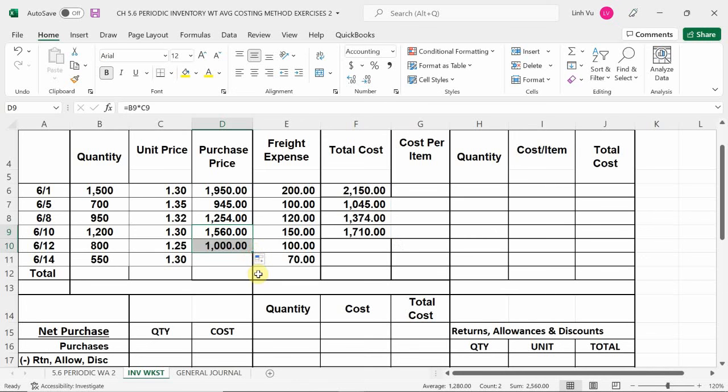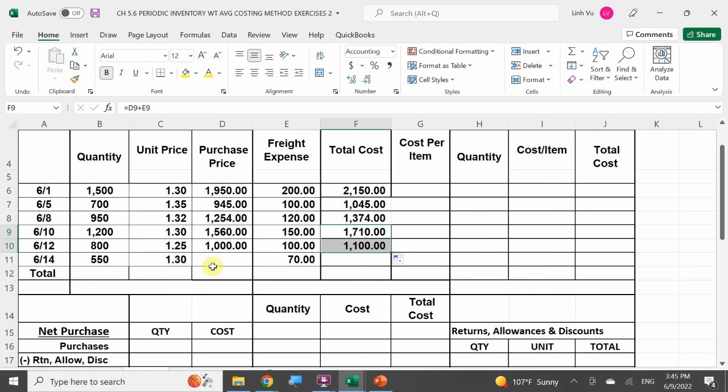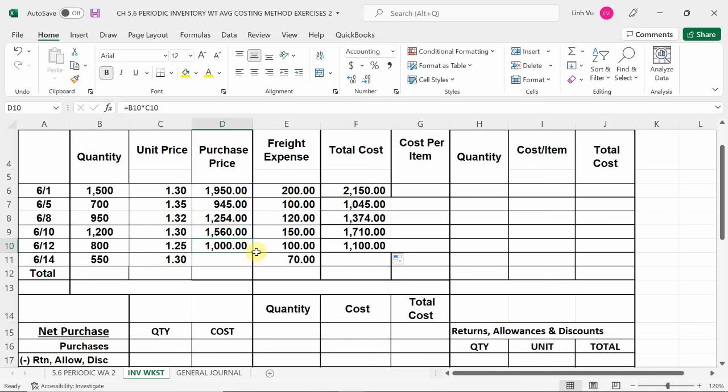1,000 even. Plus $100, 1,100 even. Okay. Last but not least, on June 14, we purchased 550 units at $1.30. So what is my total purchase price here?